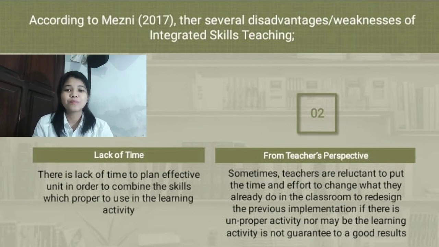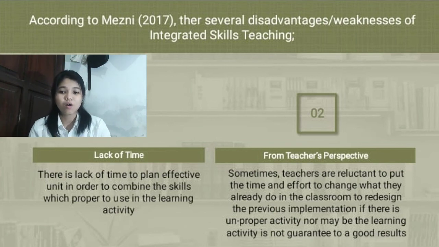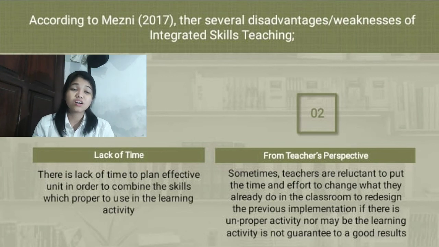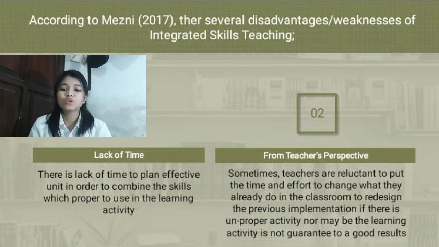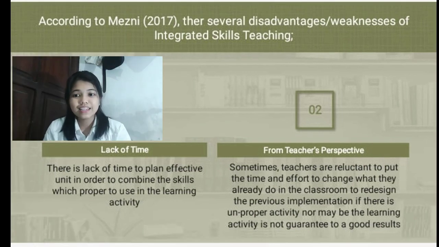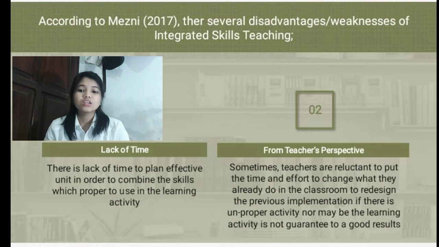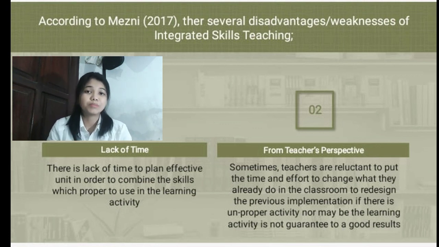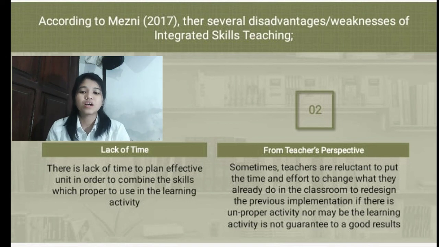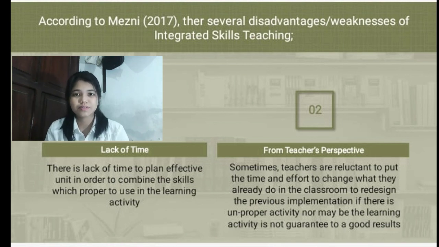Next, according to Mezzani 2017, there are several disadvantages or weaknesses of integrated teaching strategy. The first is teachers lack time to plan effective units in order to combine the skills which they prefer to use in learning activity. And the second is sometimes teachers are reluctant to put the time and effort to change what they already do in the classroom, to redesign the previous implementation if there is an improper activity, or the learning activity is not graduated to a good result.